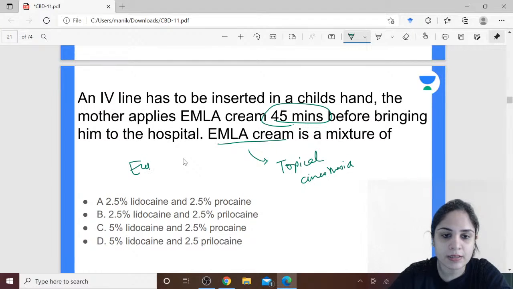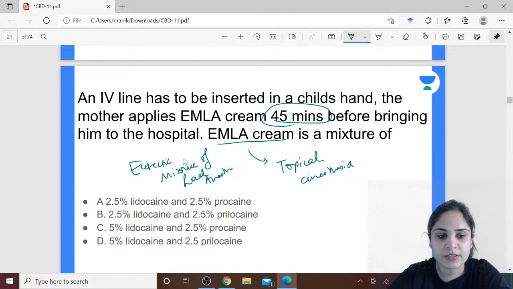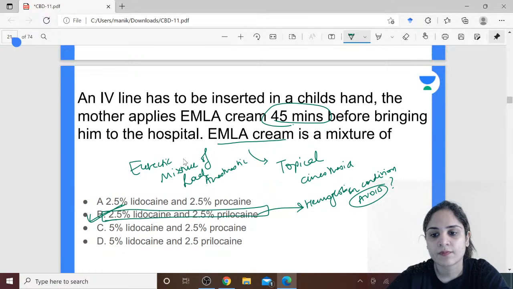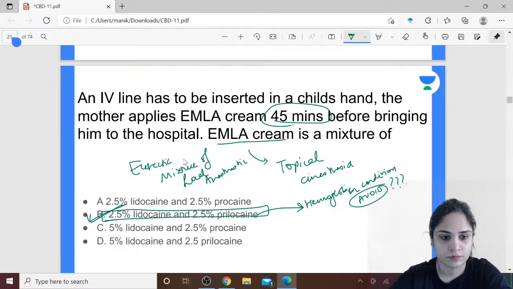The full form of EMLA is eutectic mixture of local anesthetic. It's a creamy substance made up of 2.5% lidocaine and 2.5% prilocaine. Now, can anyone tell me, if it contains prilocaine, in which hemoglobin condition will I avoid this? Any idea in which hemoglobin condition?